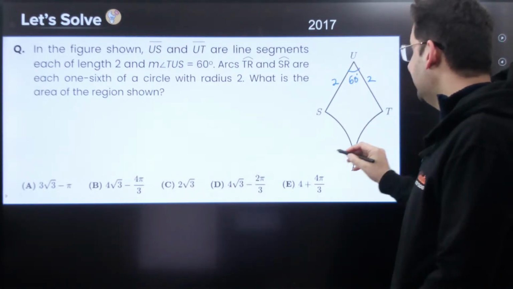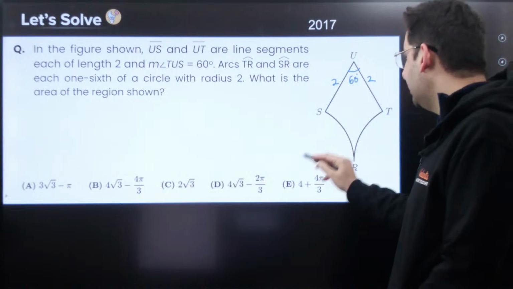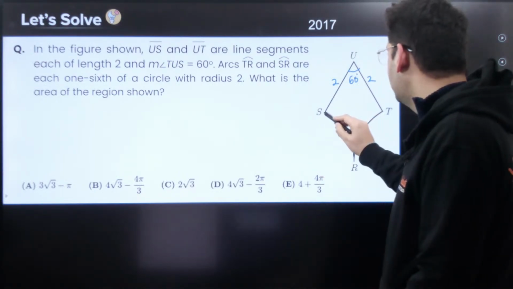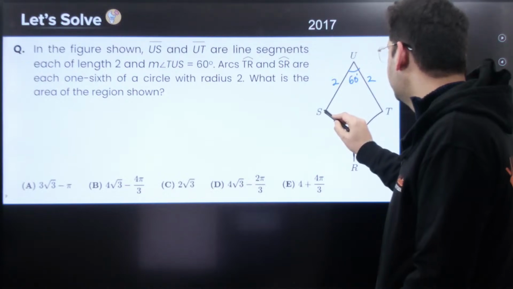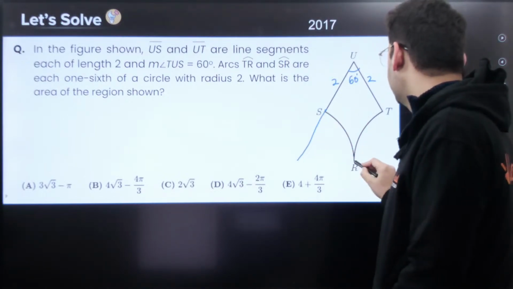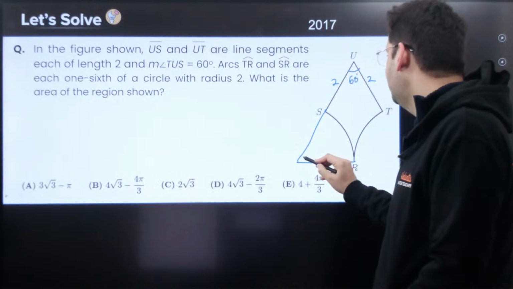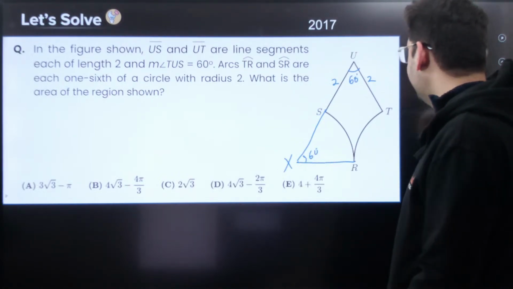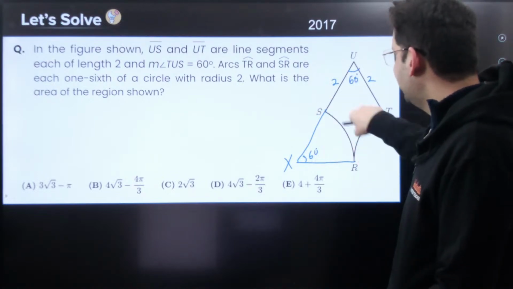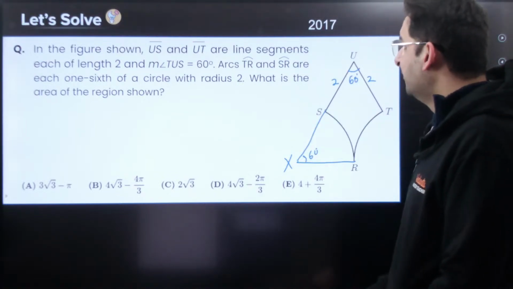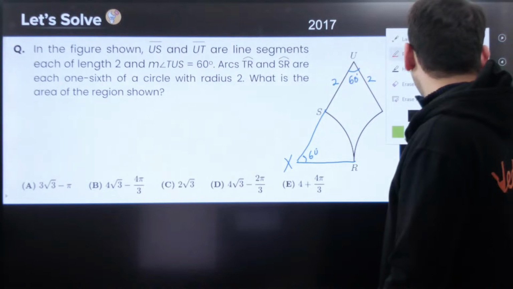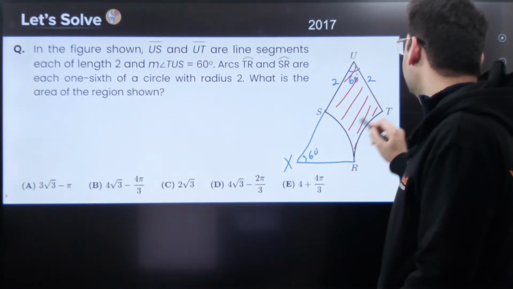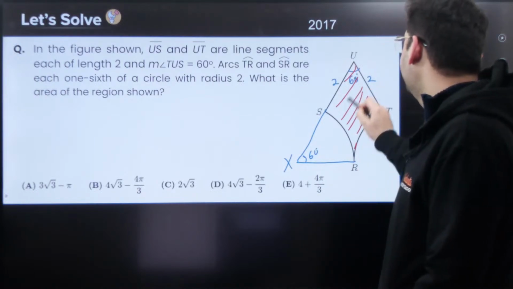So basically, if you go to the center, they are going to subtend 60 degrees at the center. How can we reach the center? Extend it like this. So this is going to be 60 degrees. Let's call this point X. And likewise here also. So this is 1/6, and 1/6 means 60 degrees. What is the area of the region which is covered? So basically we're talking about this area.